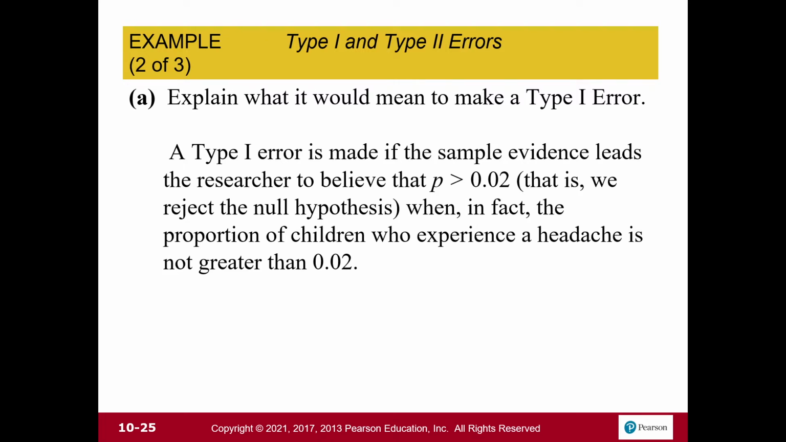A type 1 error is made if the sample evidence leads the researcher to believe that P is greater than 0.02. We reject the null hypothesis when in fact the proportion of children who experience a headache is not greater than 0.02.